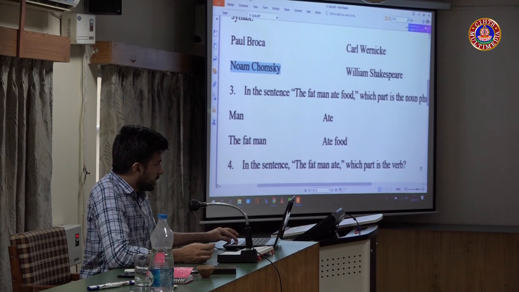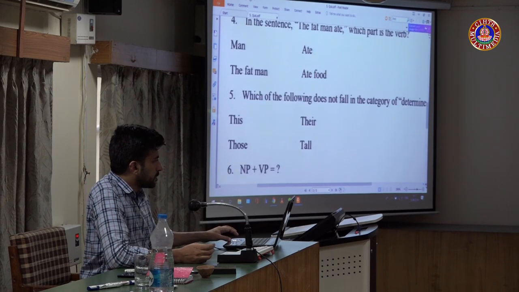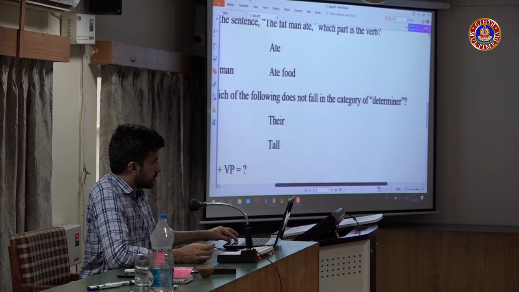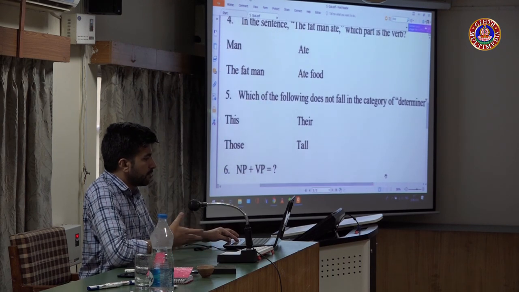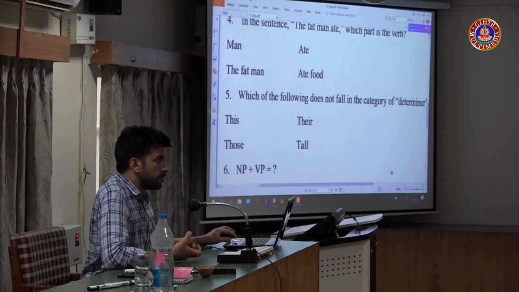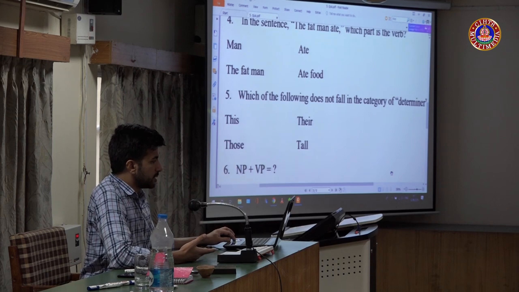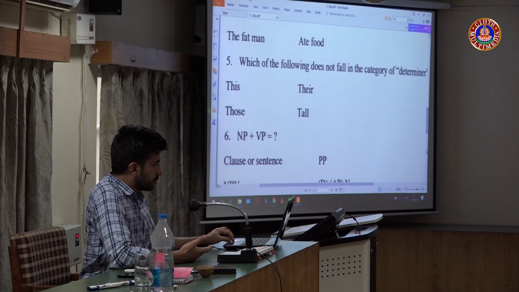And in the sentence, the fat man ate, which part is the verb? Of course, this is easy. Which of the following is not a determiner? By doing syntax, you're also revising your parts of speech. This, there, those, all of these are determiners. They determine something about the noun. Tall is the quality describing the noun. That is something different. NP plus VP, meaning noun phrase plus verb phrase, makes what?